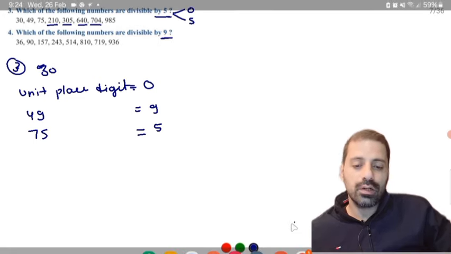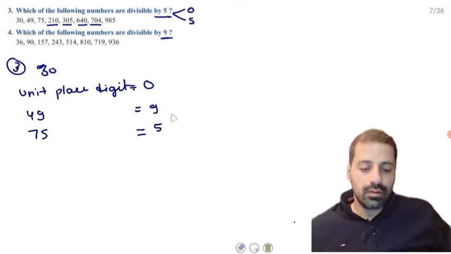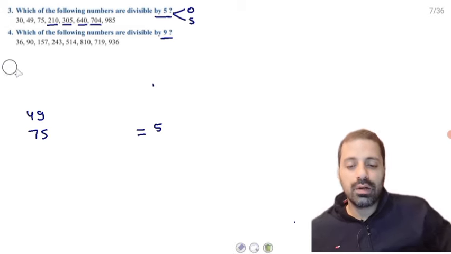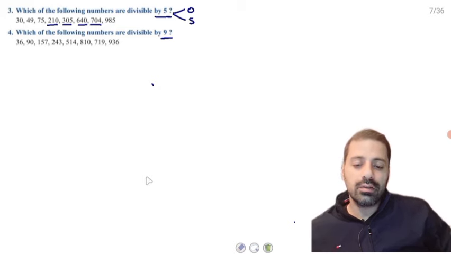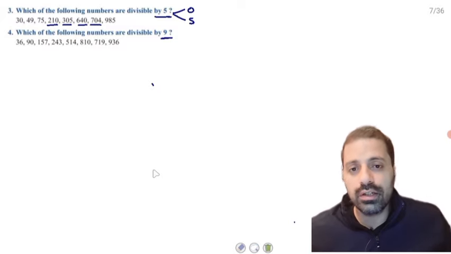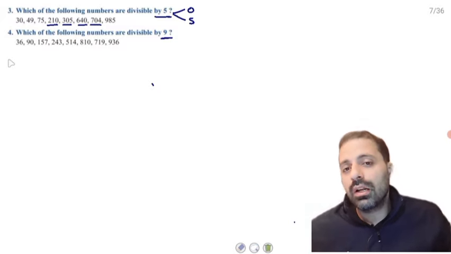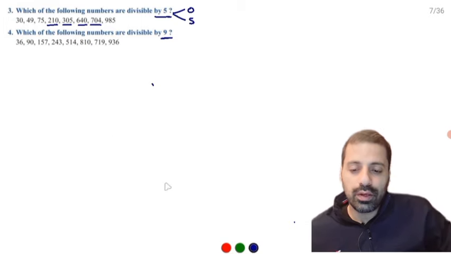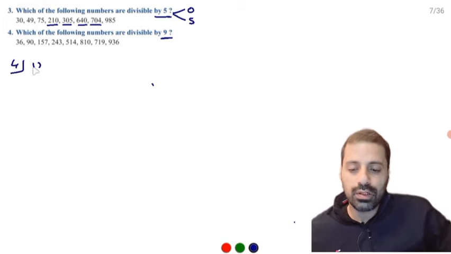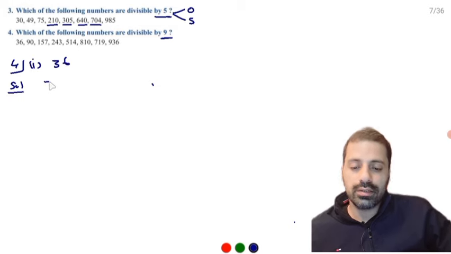Now comes the divisibility of 9. The divisibility rule of 9 is that the sum of all digits in a given number must be a multiple of 9. So here we will take the first part of question number 4, that is 36, and we can solve this question in this way.